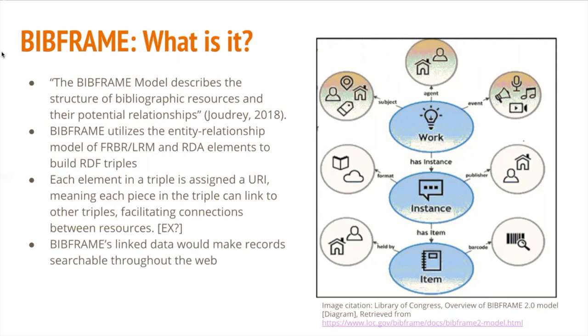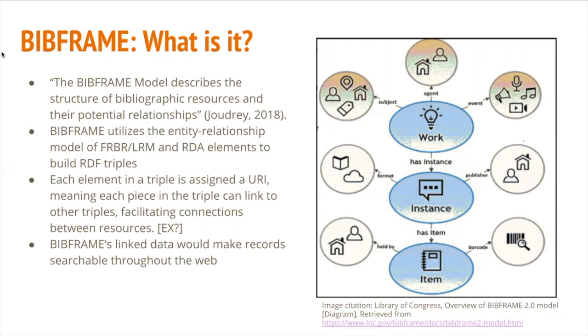BIBFRAME builds records by using RDF triples, examples of which you can see in the diagram here. So if you were talking about the novel Ulysses, a triple could be work, Ulysses, has agent, which you'll see is the little arrow at the top there, and then James Joyce. So you would have a URI for Ulysses, a URI for has agent, and a URI for James Joyce. And because of that URI for James Joyce, that could be linked to Joyce's other works, as well as related works and scholarship about Joyce that might not come up in a traditional title author search. We'll see a little bit more about that later.